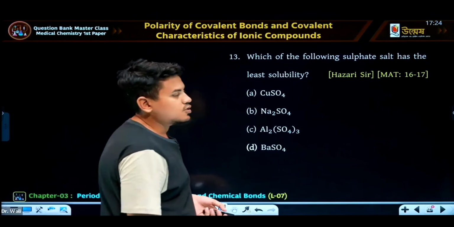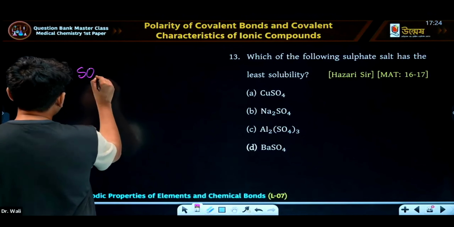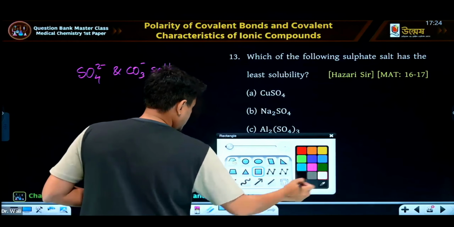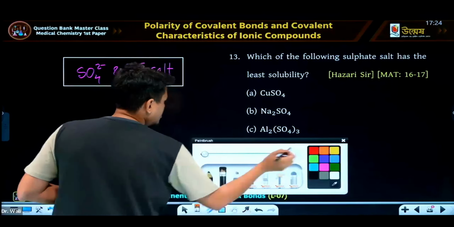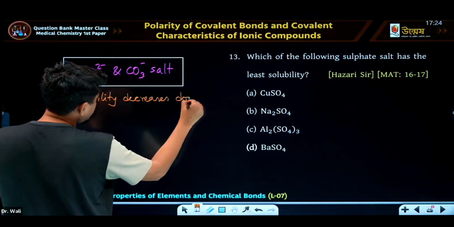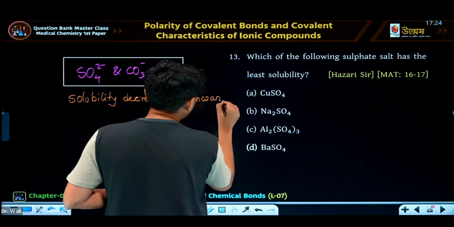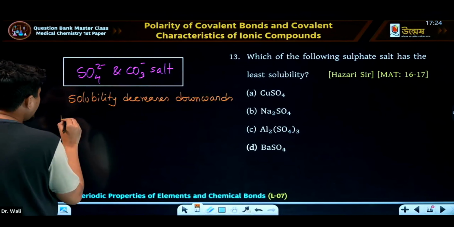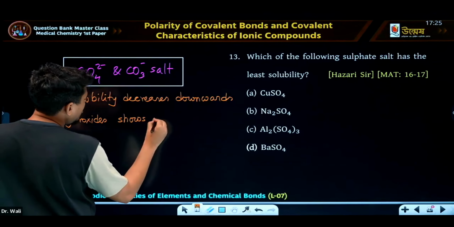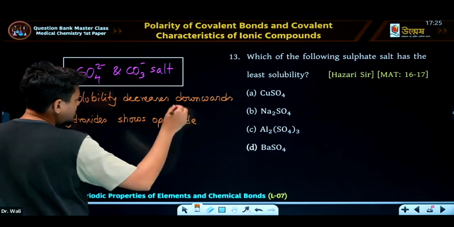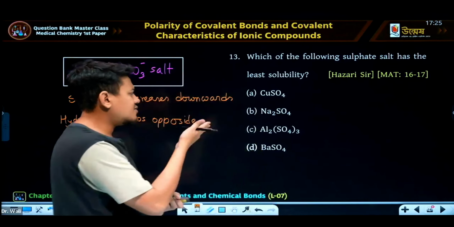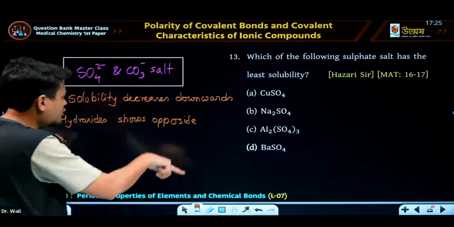Which of the following sulfate salts has the least solubility? We have to remember that for sulfate and carbonate salts, solubility decreases downward in a group. On the other hand, hydroxides show the opposite. For hydroxides, solubility will increase downward, but for carbonate and sulfate, it goes the opposite way. In this case, copper sulfate, sodium sulfate, aluminum sulfate, and barium sulfate are not in the same group, so this rule will not come in handy here.